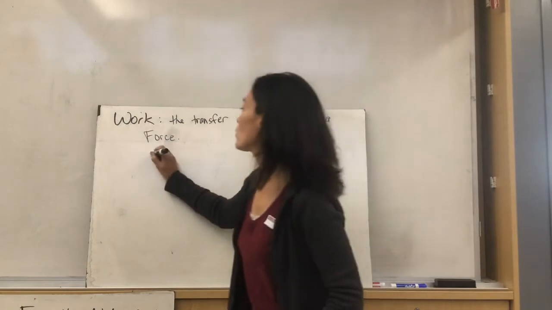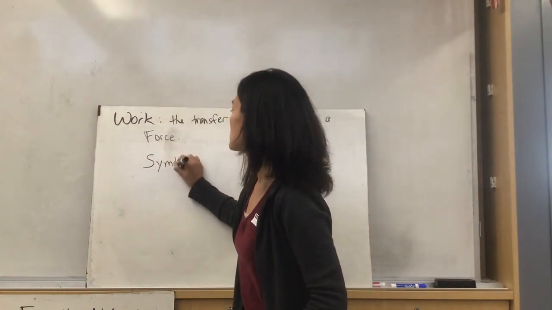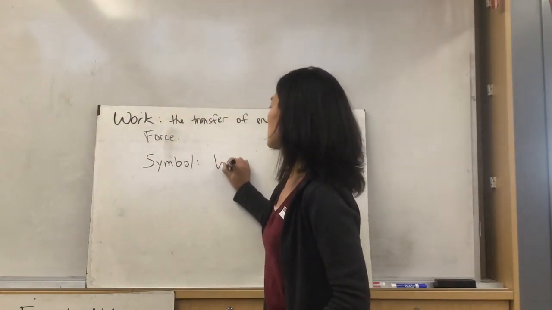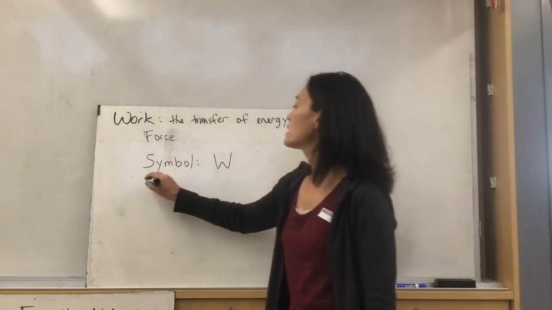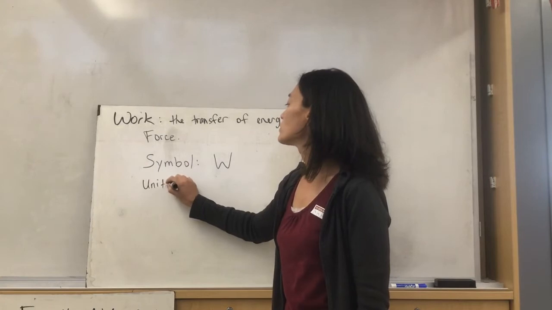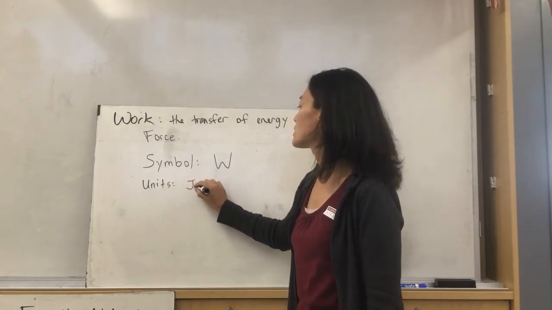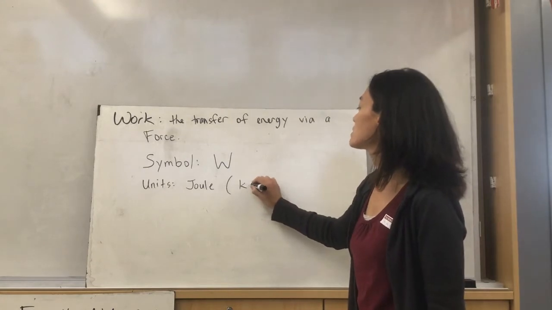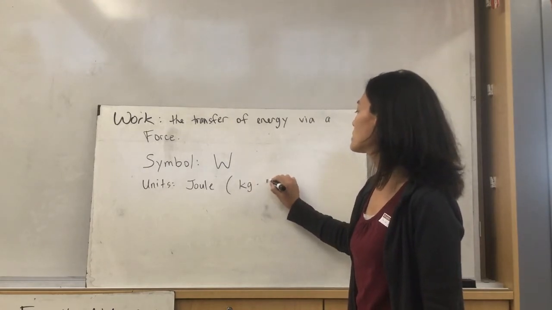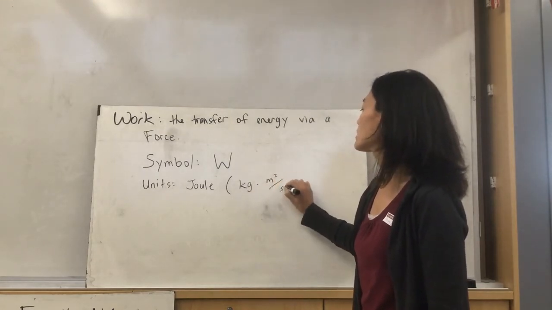The symbol that we use in this class is a capital W. And the units that we are going to use are called joules. And a joule is actually made up of kilograms times meters squared per second squared.